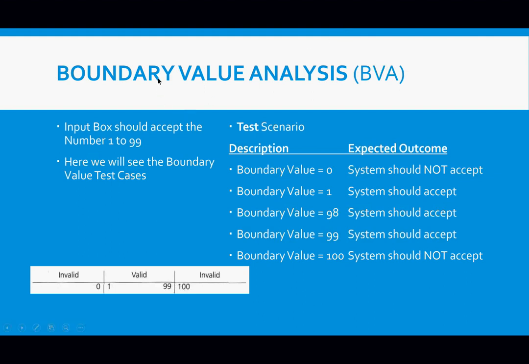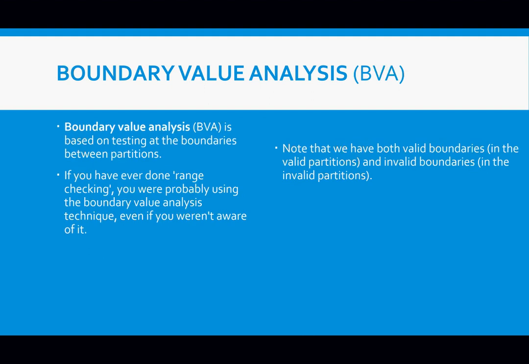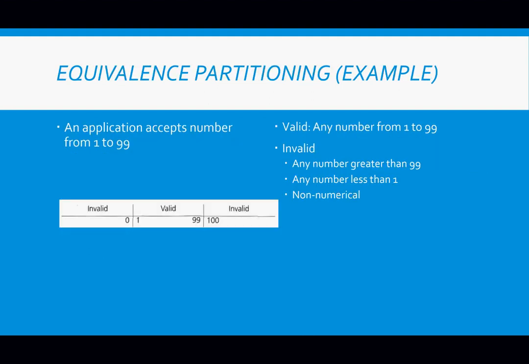So for this, let's say we have this particular text box that accepts numbers from 1 to 99, right? We've done a similar one for equivalence partitioning. For equivalence partitioning, we only have two partitions, the valid one and the invalid one. So in this case, we can decide to take 5, and we can take 0, and we can take 100. Those are the three test cases that we want in this particular instance.